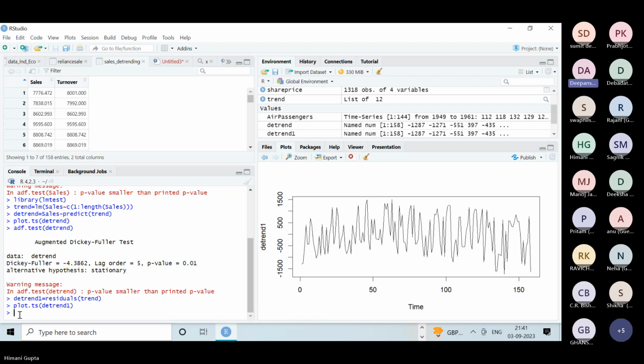Ma'am, I want to see how to do that exercise. How to do the log difference here in R? In R, it's simple.